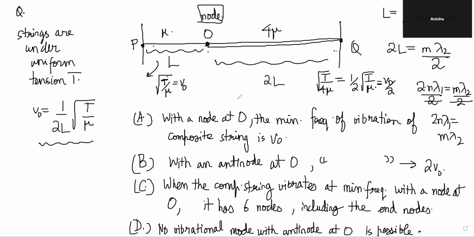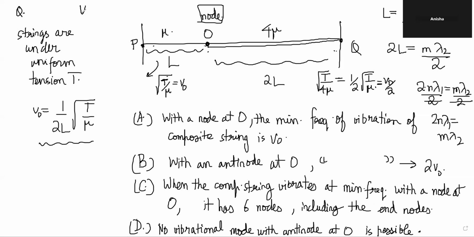Now velocity is frequency into wavelength. Frequency has to be the same for the combined oscillation. So frequency into wavelength.